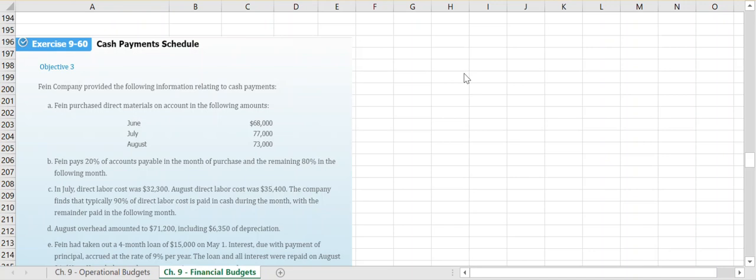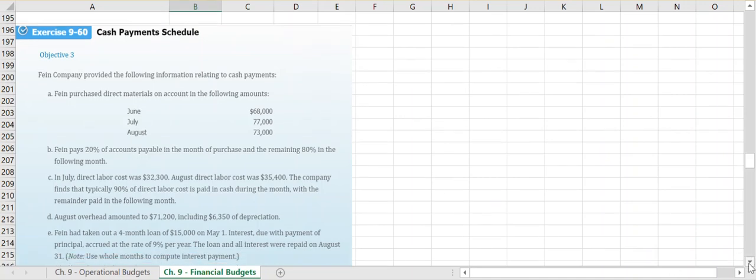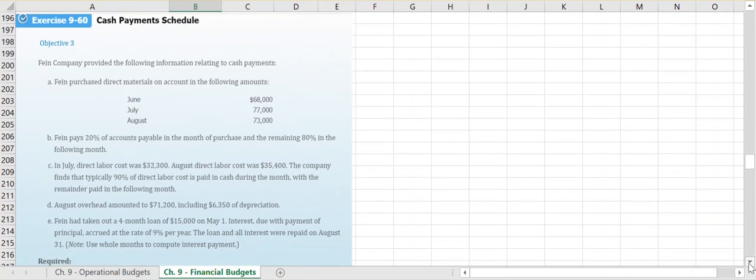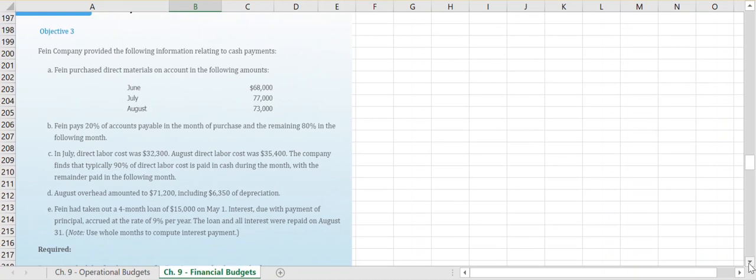So they tell us that our company purchases their direct materials on account, so that would be coming right from our direct materials purchases budget. And they give us how much we're planning to purchase for the months of June, July, and August. They tell us that on average they pay 20% of their accounts payable in the month of the purchase and the remaining 80% in the following month. They give us the direct labor cost for both July and August, and that the company typically pays 90% of the direct labor cost in the current month and the remainder in the following month.